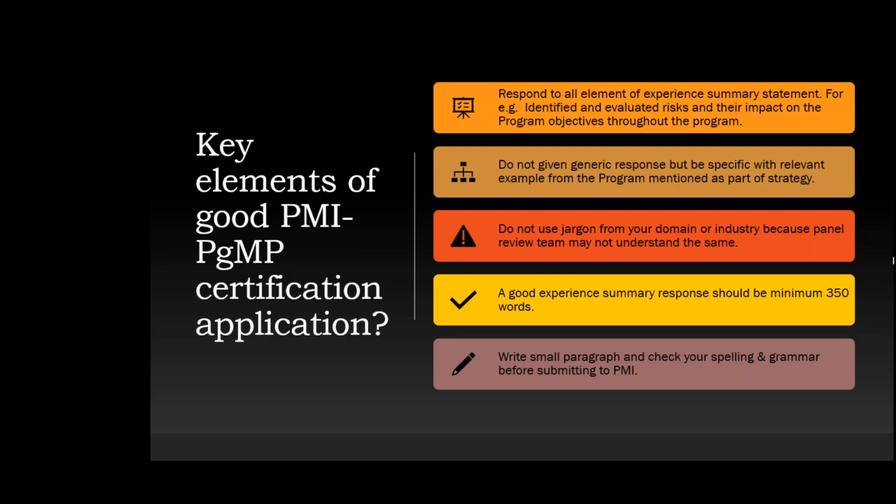The next important thing is do not give a generic response, but be very specific with relevant examples from the program mentioned as part of the strategy. What I have seen from many applications, when people give me their draft application for review, is that the response looks like some internet blog, or some LinkedIn article or a Facebook article. That article does not talk about the strategy at all. If it's a question related to risk, like the same question mentioned above, identified and evaluated risk, people respond with what the risk management tools are, and do not talk about the actual risks related to the program and portfolio. That's not accepted.